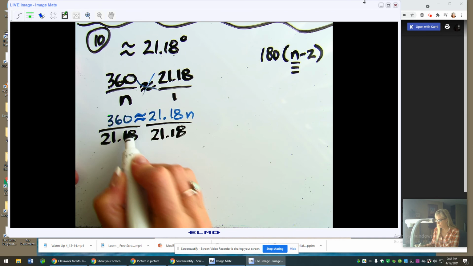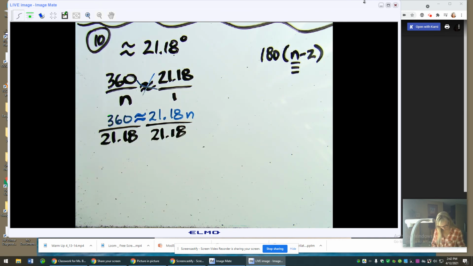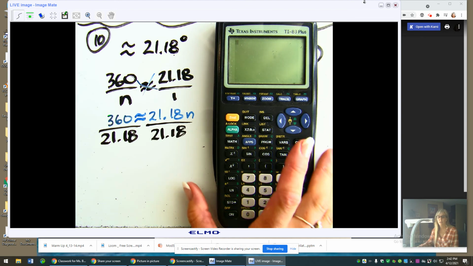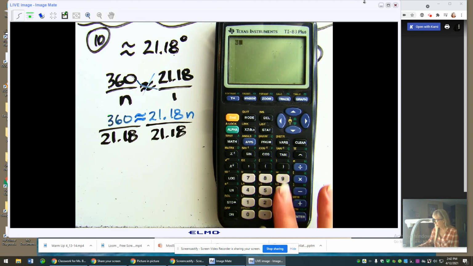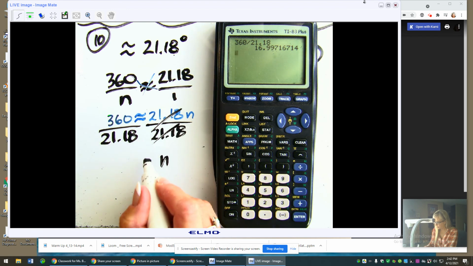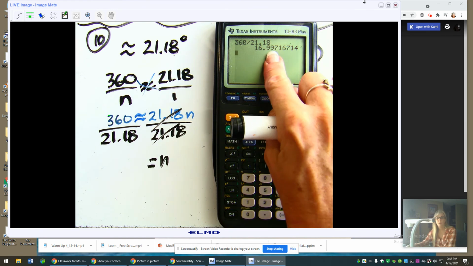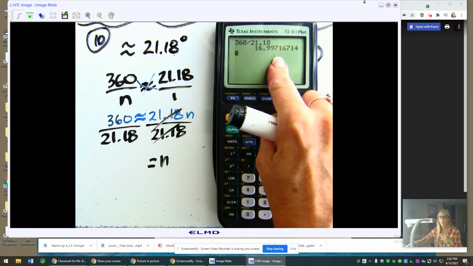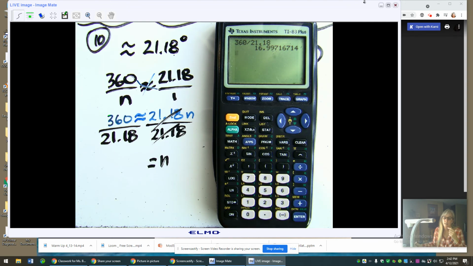Hopefully the drumming isn't bothering you. And let's go to our calculator. We're not done now. After this, let's see. We get 360 divided by 21.18 is this. So what we just found was the n value, the number of sides. How can the number of sides be part of a side? It's like 16 and almost 17 sides. The polygon has almost 17 sides. That doesn't even make sense, right?